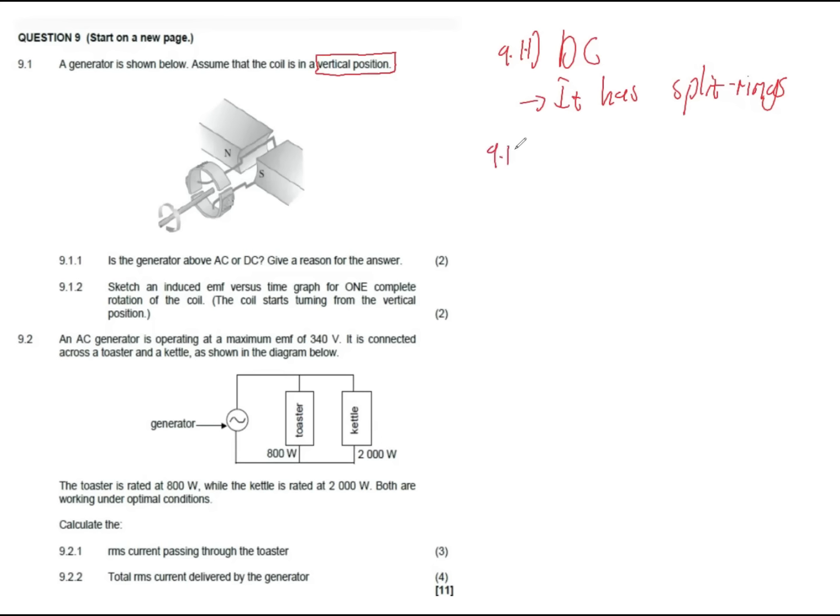Then 9.1.2 says, sketch an induced EMF versus time graph for one complete rotation of the coil. The coil starts turning from the vertical position. So if it starts from the vertical position, that means the shape will just be like the previous one. So it will start from 0, come back at 0, and then also again there. So it's just a matter of labeling again. This is your time in seconds, and this is your what? Induced EMF.